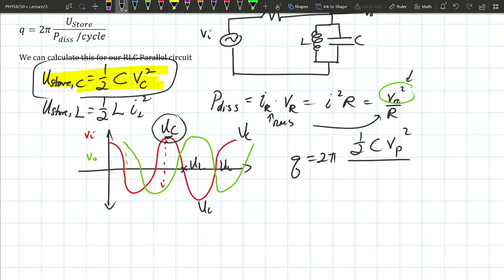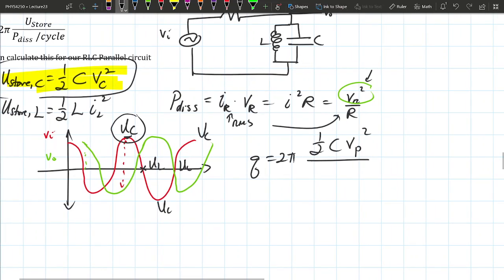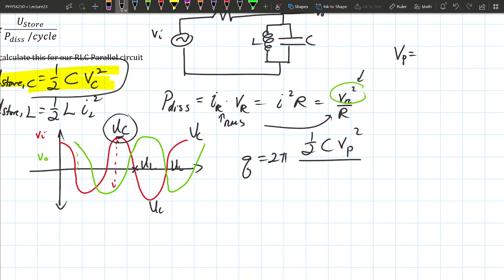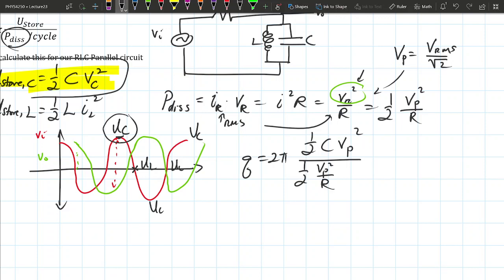How do you relate peak values to RMS values? The RMS value is smaller than the peak value by a factor of 1 over square root of 2. So when we replace this, if we want to use the peak value here, it's actually 1/2 the peak value across that resistor squared divided by R. So we plug this down here. Oops, let's not scribble down here. So we do the power dissipated here, which is 1/2 Vp squared over R.